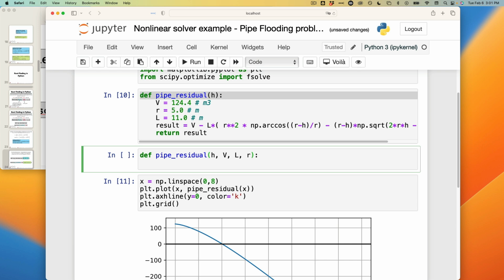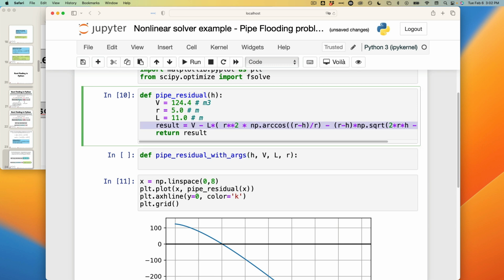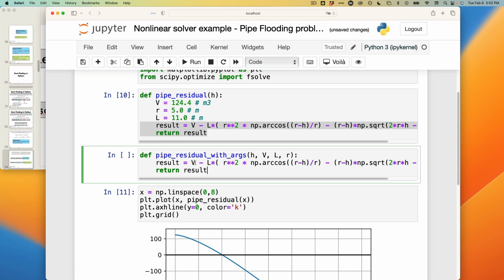Because as a matter of fact, v, l, and r still show up as parameters. They're symbols in that equation, so we can change them. So why not pass them as arguments? Let's define another residual function, pipe residual with args, with arguments. Again, the result is the same, but in this case I'm passing more than just the variable of interest.